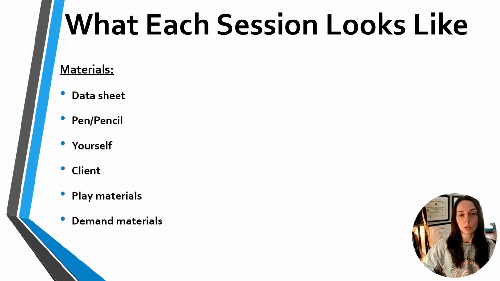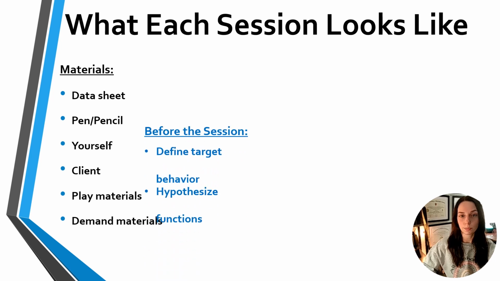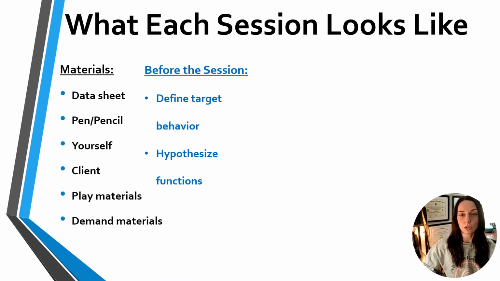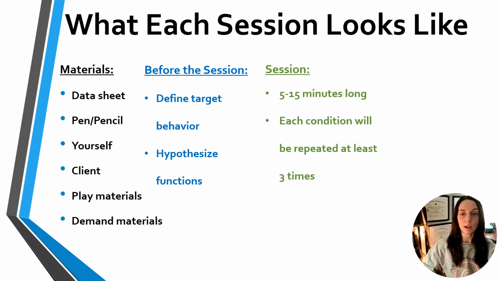Materials you will need include a data sheet and a pencil to collect data, yourself and the client, play materials the client's known to engage in, and demand materials such as a box to put the toys away in or a table to come to. Before the session, you're going to want to operationally define the target behavior with examples and non-examples. You're also going to want to hypothesize potential functions for the current behavior. Sessions are 5 to 15 minutes long, and each condition is repeated at least 3 times.